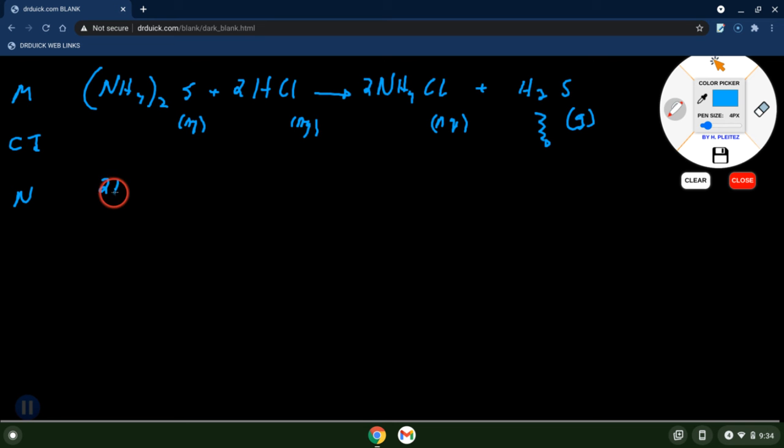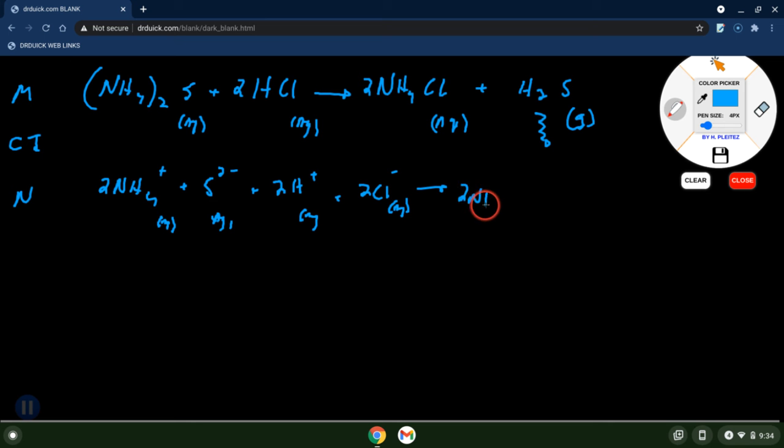So this would be 2NH4+ and S2-. Both of these are aqueous. Plus 2H+ aqueous plus 2Cl- aqueous. And keep in mind, the 2 carries over to both of these. Then we have 2NH4+ aqueous plus 2Cl- aqueous plus H2S as a gas. It stays together, so you can see that it sticks to the outside.